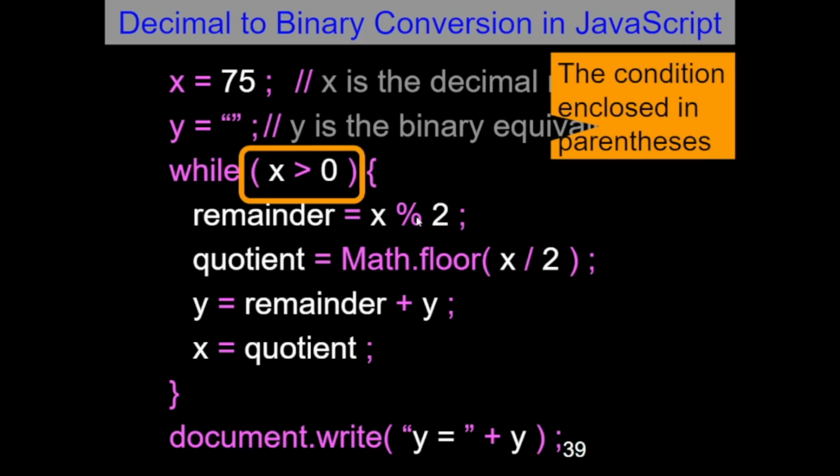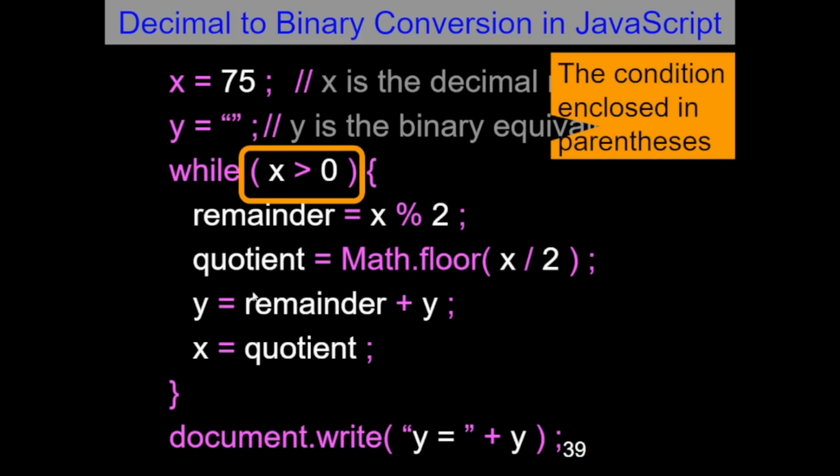Okay, that will be, the remainder will be 1. Okay, so the next statement is quotient. Now quotient will be Math.floor(x / 2). Whatever x is, we'll divide by 2, and we'll get just the decimal rounded down value. Okay, we'll get the quotient.